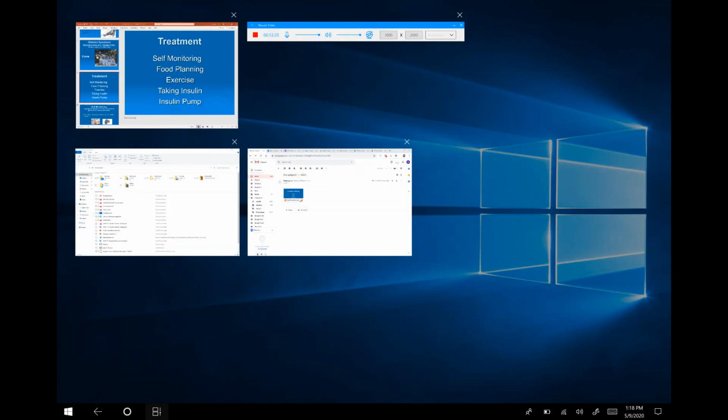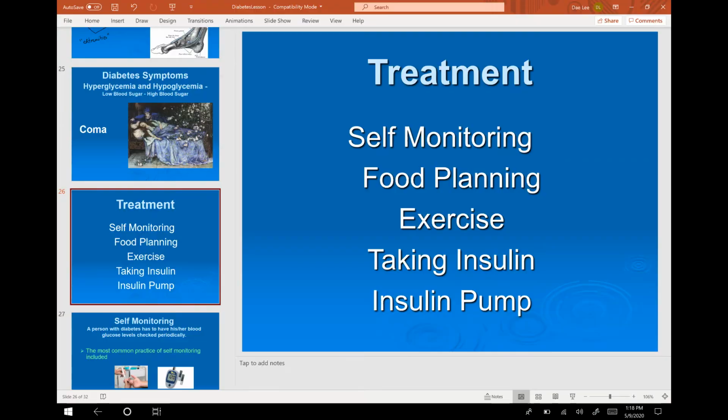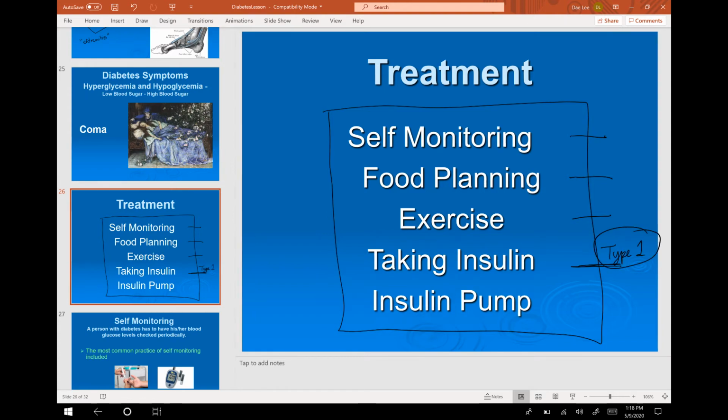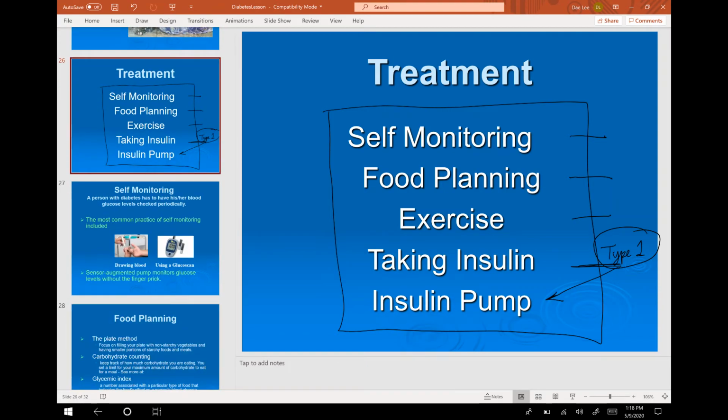So, how do we treat individuals with diabetes? Typically, we use this 5-step plan here. Part of it is self-monitoring. Another part is food planning with a dietitian. Exercise, also usually through a dietitian. Some individuals, usually type 1, will have to take insulin, okay? And a new technology is called the insulin pump, where you don't even have to do it yourself, a machine does it for you. Again, we're not gonna dive too far into this.